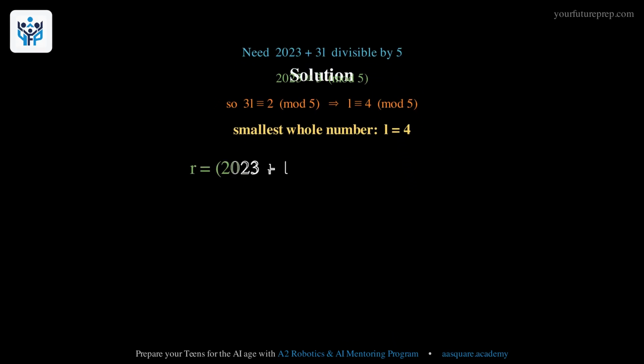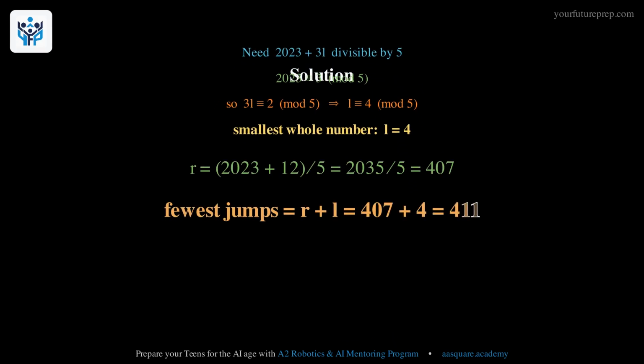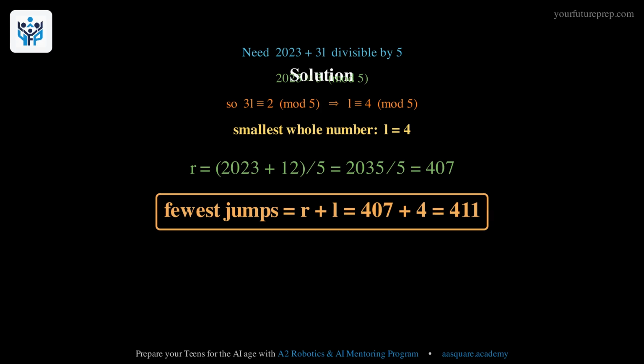With L equal to 4, R equals 23 plus 12, all over 5, which is 35 over 5, equal to 7. So the fewest jumps is 7 plus 4, which is 11. The answer is 11.